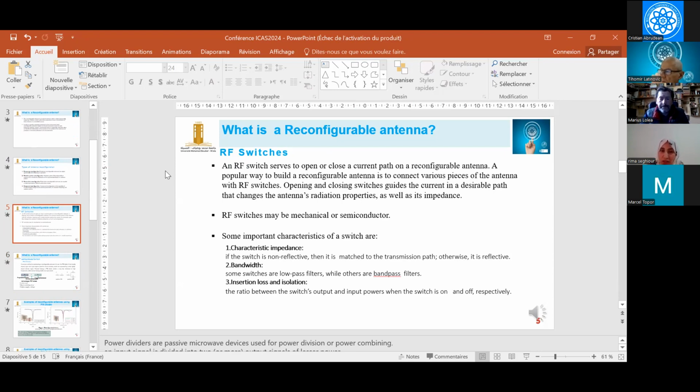Some important characteristics of switches are characteristic impedance. And the switch is non-reactive. It is matched to the transmission path. Otherwise, it is reflective. The bandwidth, some switches are low pass filter, while the others are band pass filter. Insertion loss and isolation, the relation between the switch's output and input powers when the switch is on and off respectively.